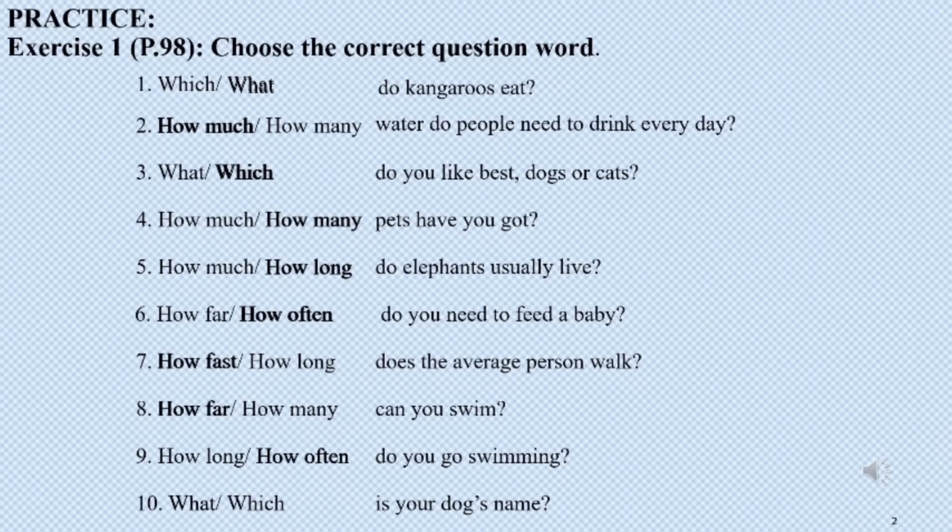Alright, let's review the answers for exercise 1. Please be ready to share the choice and, importantly, tell us why you chose that word. If the answer is different, please listen carefully and correct your notes.